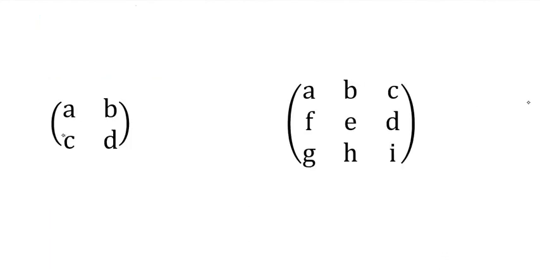This is a matrix. It's in grid-like form now. The entries here are called elements. This is an element A, B, C, D. A, B, C to I here are also the elements of the matrix.